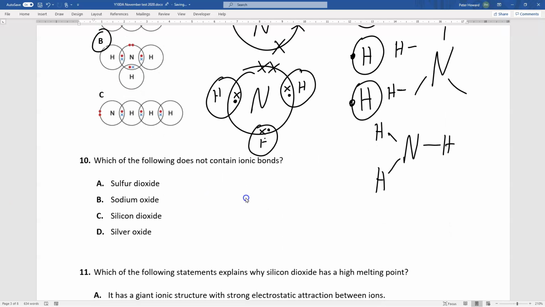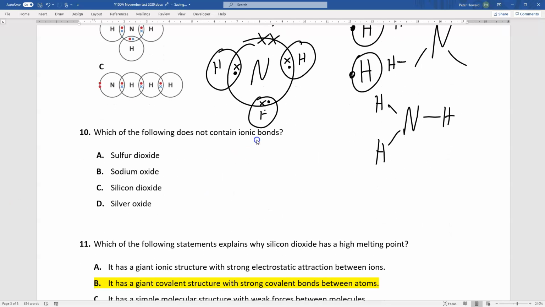Which of the following does not contain ionic bonds? So we're looking for... ionic is metal plus non-metal. So let's first cross out anything which is ionic. Silver, metal, oxygen, non-metal, so it's not going to be that one. Sodium, metal, oxygen, non-metal, not going to be that one. Sulfur dioxide, two different elements which are non-metals. Silicon dioxide, two different non-metals.